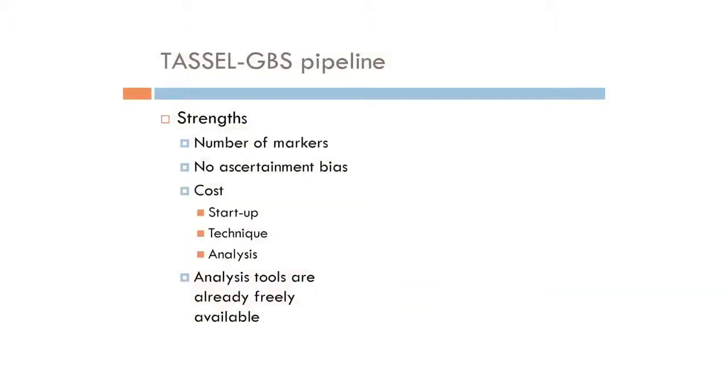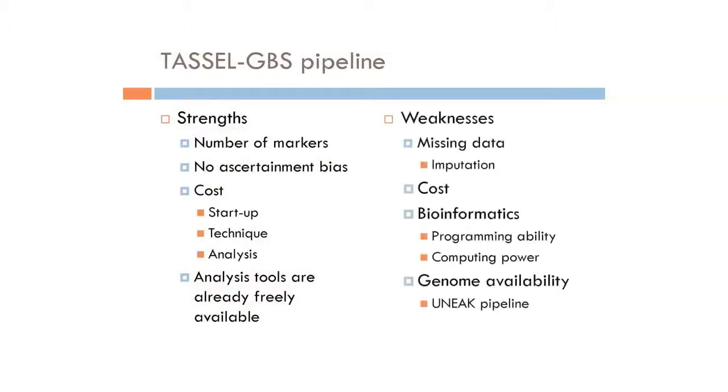So the major weakness of the pipeline is that there can be a problem with missing data. Sometimes the genotype can drop out because it wasn't barcoded correctly. But what we've realized is that the missing data isn't such an issue because normally you're limited by the number of genotypes, not by the number of markers. So this is not such a big deal.